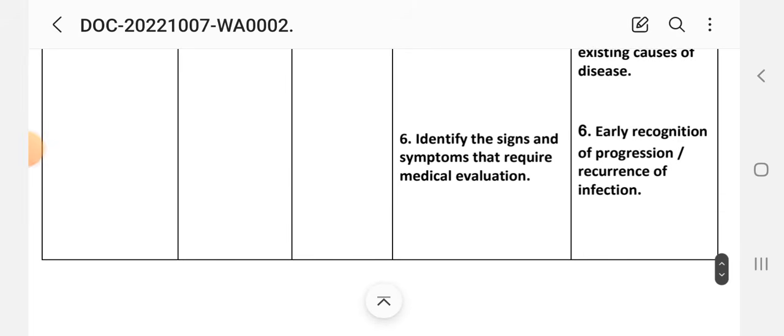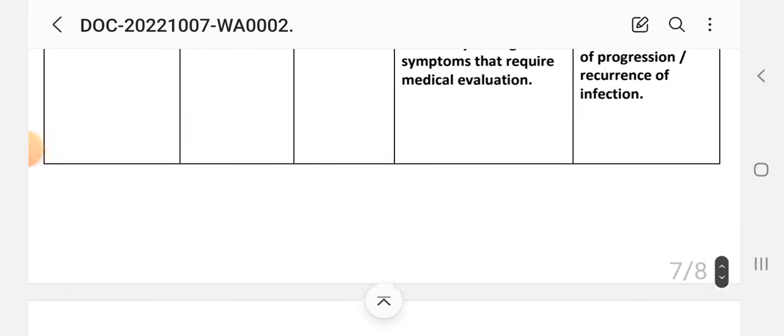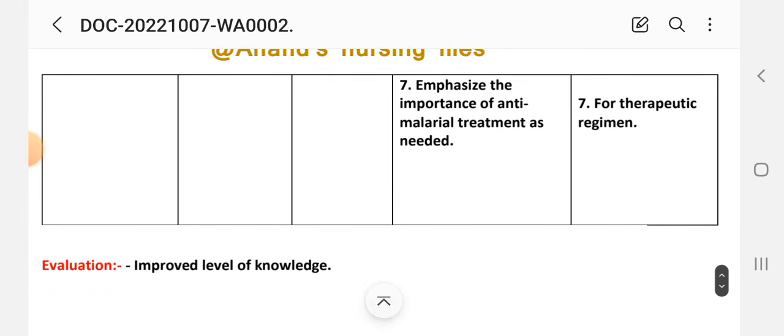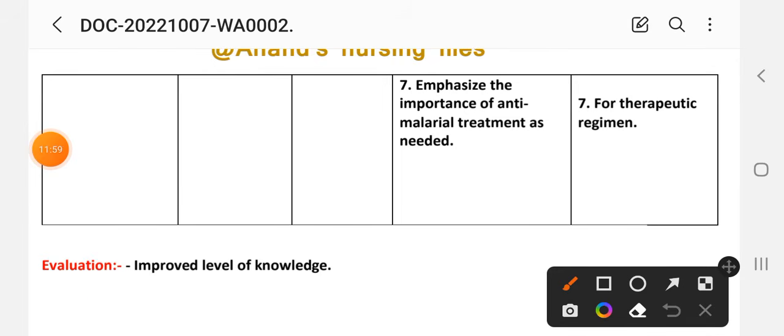Number six intervention: identify the signs and symptoms that require medical evaluation. Rationale will be early recognition of progression or recurrence of infection. Number seven intervention: emphasize the importance of anti-malarial treatment as needed, here the therapeutic regimen for the malaria patient. After providing these interventions, we write here the evaluation step. Now here evaluation is: improved level of knowledge.